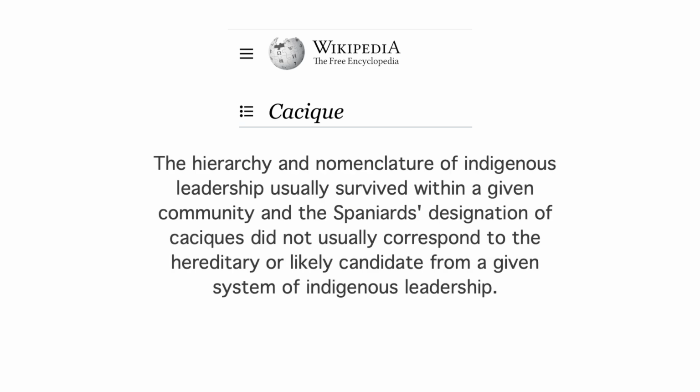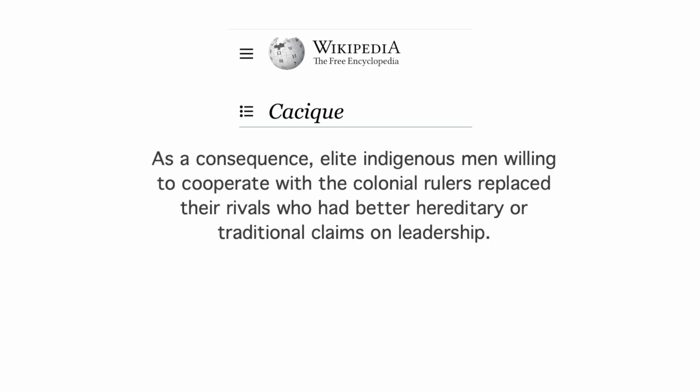The hierarchy and nomenclature of indigenous leadership usually survived within a given community, and the Spaniards' designation of caciques did not usually correspond to the hereditary or likely candidate from a given system of indigenous leadership. As a consequence, elite indigenous men willing to cooperate with the colonial rulers replaced their rivals who had better hereditary or traditional claims on leadership. And so the Spanish set them up instead, right? The ones who raised their hand up and said, we are willing to play the middleman role.